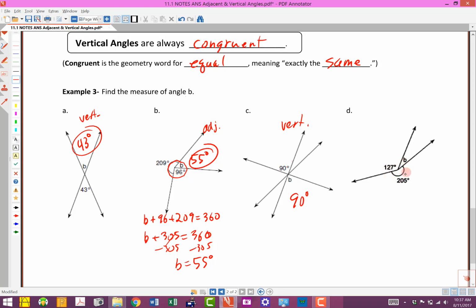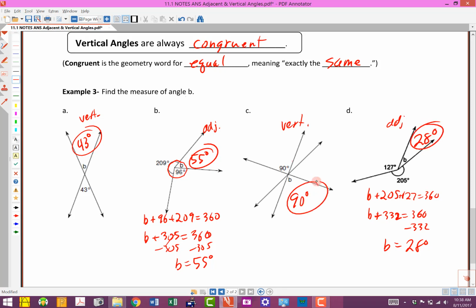Same thing is going to be true right here. We've got B, we've got 205 degrees here, and then another 127 right there. So the best name we could give to that would also be adjacent. If we add up all three of those angles that make that full circle, we should end up with 360 degrees. So this is going to be B plus, if I add those together, I end up with 332, plus 332 equals 360. We subtract the 332, so we get B equals 28 degrees. So this angle right here is 28 degrees, and I'll circle each one of those answers.